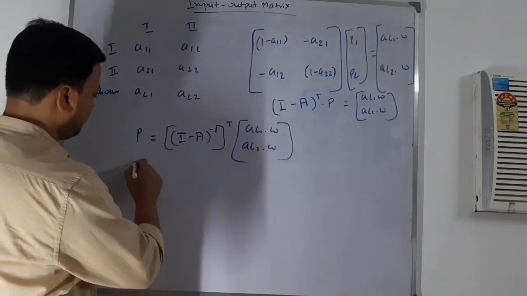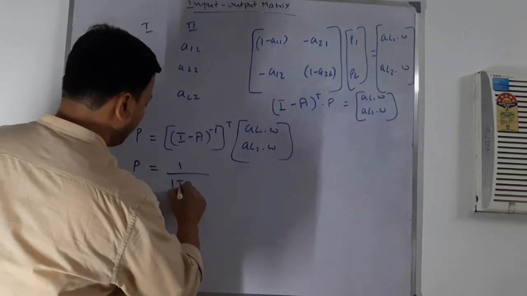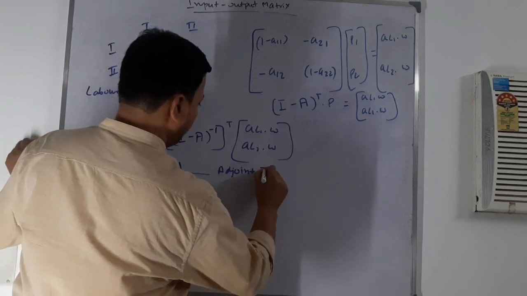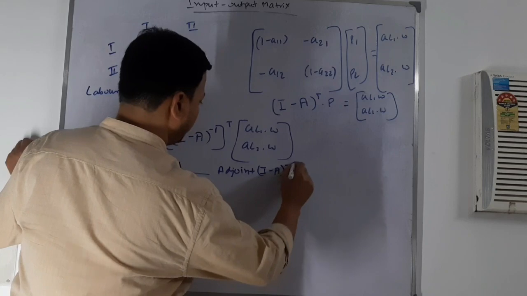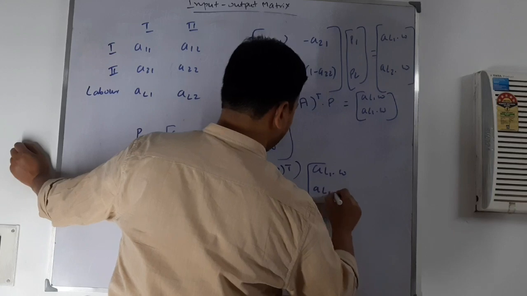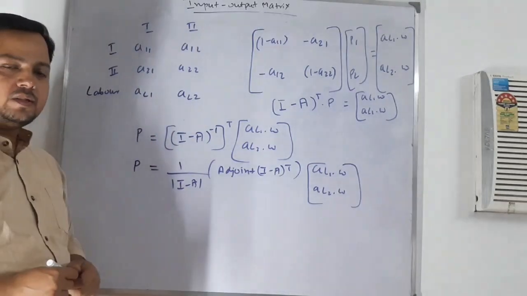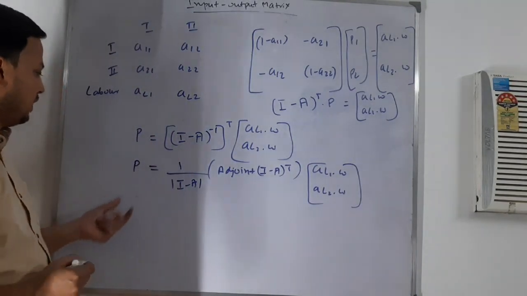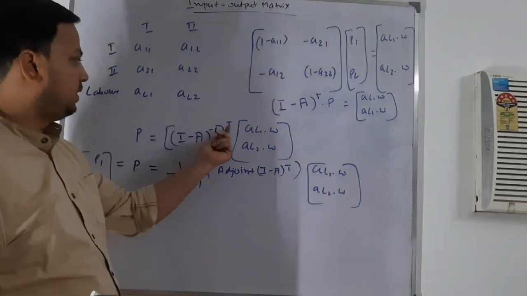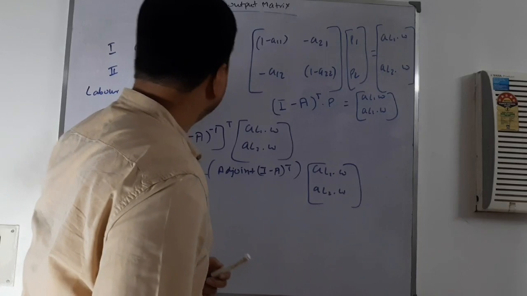So what will be the solution for this price vector? It will be 1 over the determinant of I minus A, into the adjoint of I minus A transpose, and I will multiply by AN1 into W, AN2 into W. Clear? So this is the solution that we will have, and we get the equilibrium price P1, P2. This is the formula, and here we have to place transpose, because this is the correct way to do it.